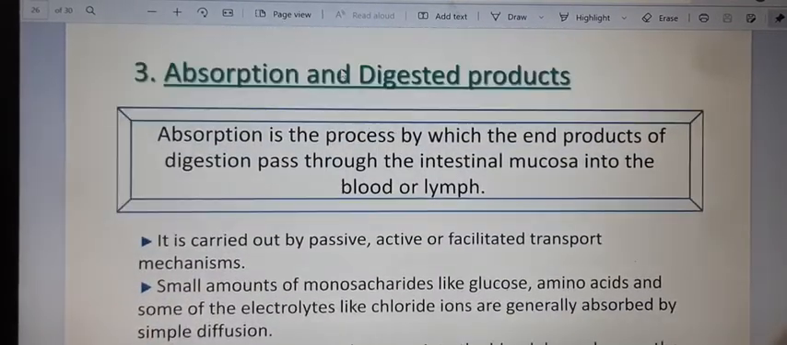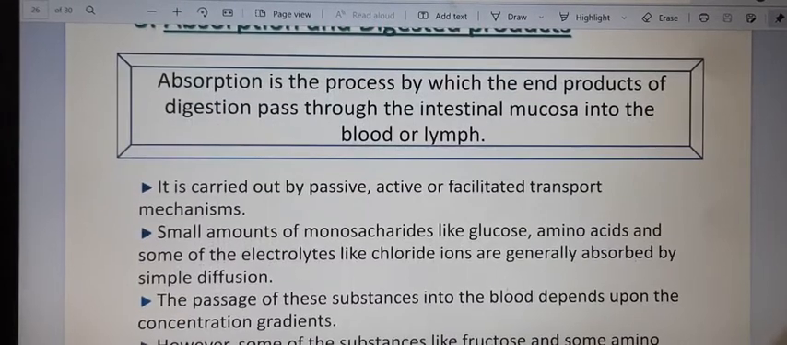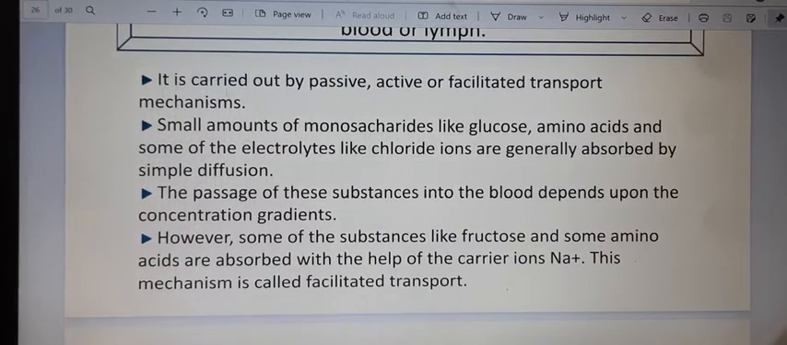Then absorption of digested food. Absorption is a process by which the end products of digestion pass through the intestinal mucosa into the blood or lymph. It is carried out by passive, active or facilitated transport mechanism. Means either by passive absorption into the blood vessel, or active absorption, or by facilitated transport. All the digested food is absorbed into the blood vessel.